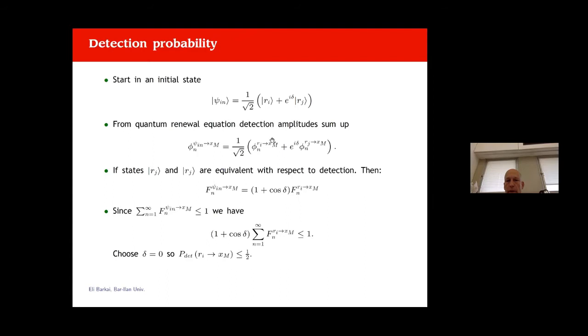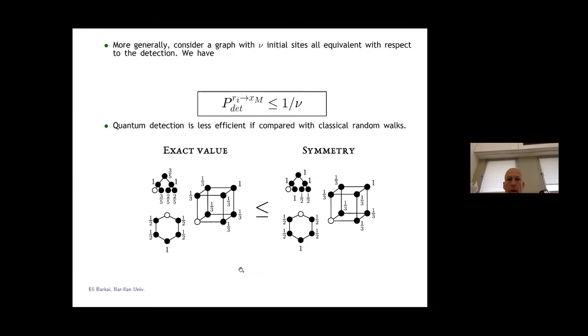Now, I can choose the phase, just because I want, δ equals zero, and then I get the following. If in the system I have two equivalent sites, Ri and Rj, which are the same, the P detection starting on one of them is less than half. So in general, consider a graph where you have ν initial conditions that are all identical with respect to the detector. The total detection probability from Ri to Xm is at most one over ν. And so the quantum detection is less efficient compared to the classical random walk. And symmetry plays an important role in this simple bound.